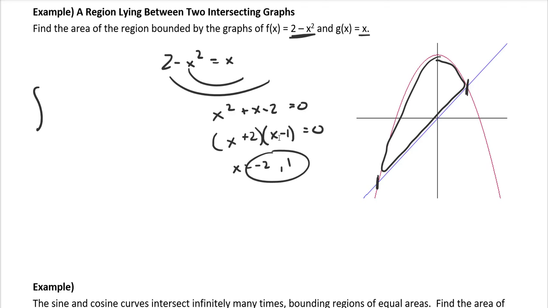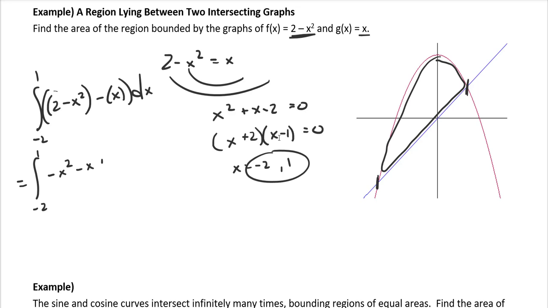So I'm going to say, okay, the integral from negative 2 to 1 of the function. What's the top function? Well, the top function is that parabola, right? So that parabola is 2 minus x squared, minus the bottom function, which is x. So minus x. Again, I'm going to put my double parentheses and put my dx there. Let's clean that up. So from negative 2 to 1, this is going to be negative x squared minus x plus 2, and all of this is dx.